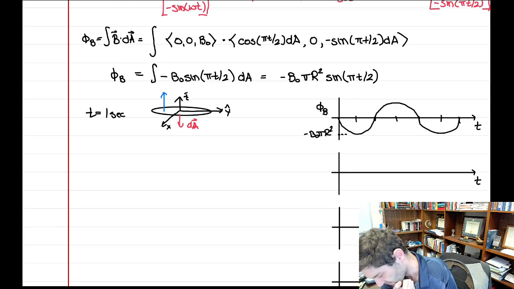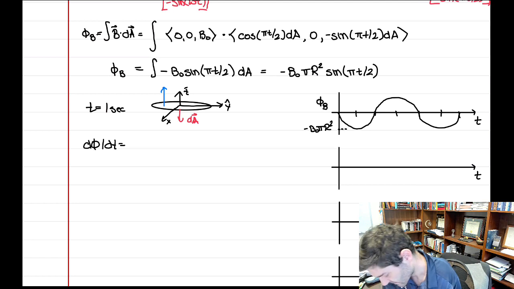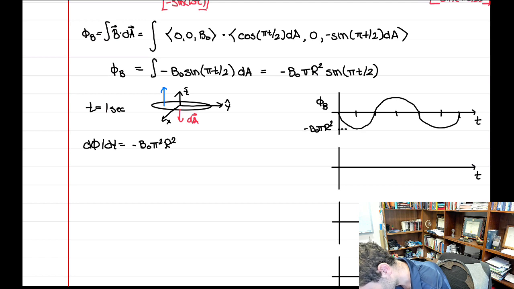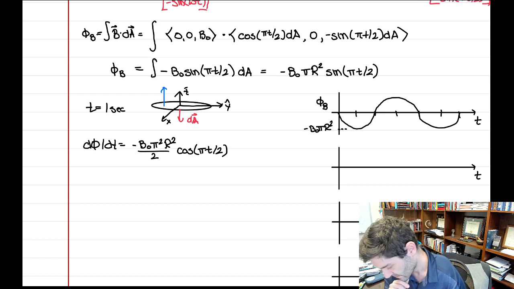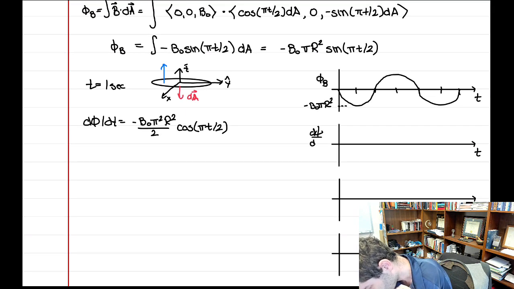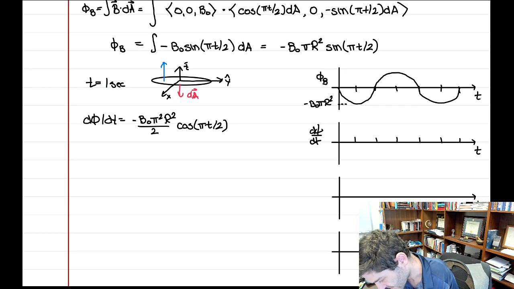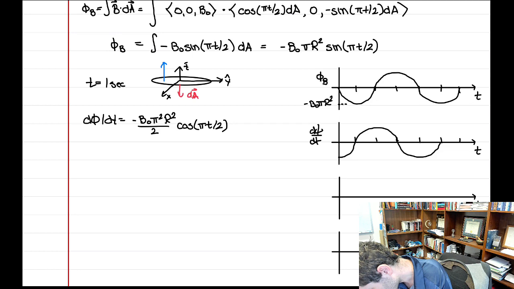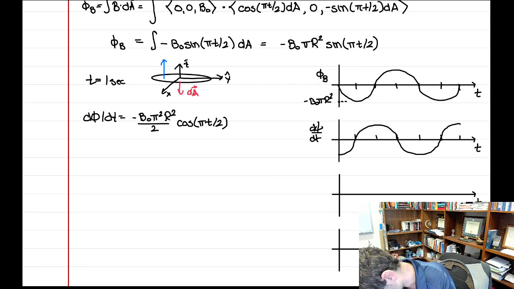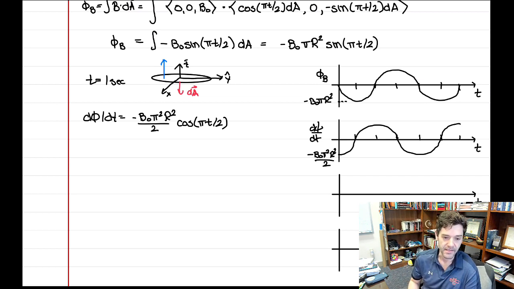Now we have to ask ourselves, what is the change in the flux? Well, the derivative of sine is easy. Sine becomes cosine, pi over 2 pops out, so I have B naught pi squared r squared all over 2 cosine of pi t over 2. Chain rule. So for the change in the flux, we'll have a plot for the derivative. I want the tick marks to be matched. It starts negative with a cosine, so cosine starts down here, then 1, 2, 3, 4, 5, 6. And again, this is negative B naught pi squared r squared over 2. That gives us a sense of the change in the flux.